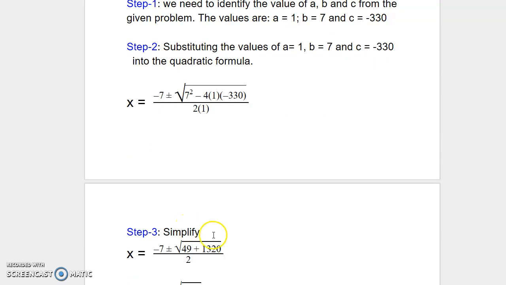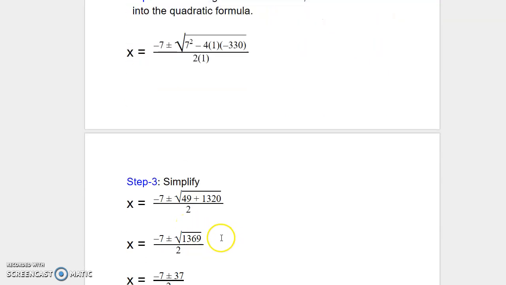Now we're going to simplify it. Negative 7 plus or minus the square root of 7 squared, which is 49. Then we want to simplify this part: negative 4 times 1 times negative 330. Negative times negative is a positive. 4 times 1 is 4. 4 times 330 is 1320. The whole thing divided by 2 times 1, which is 2.